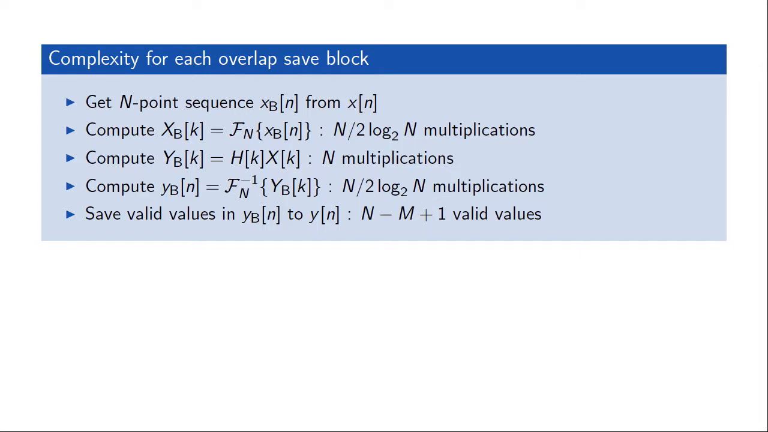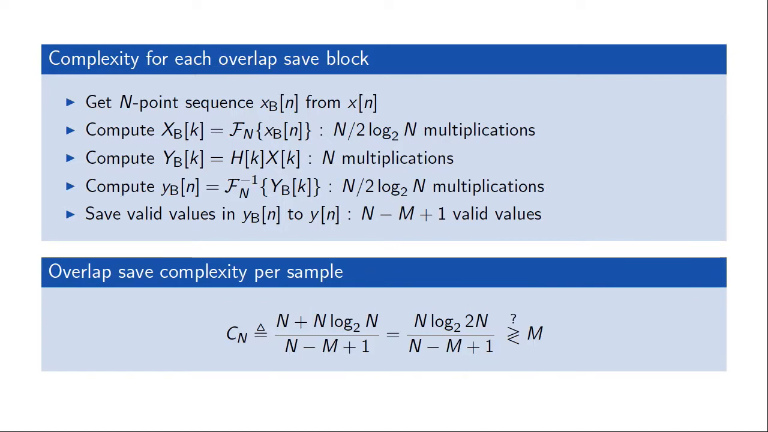And then we look at the number of valid values of yb that we can store to y of n, so the number of values that correspond to the linear convolution. We saw previously that for each block we compute exactly n minus m plus 1 such valid values, which are then stored to the output. So if we look at the overall complexity of the method, it would be n plus 2 times this, which would be n times log 2 of n multiplications.